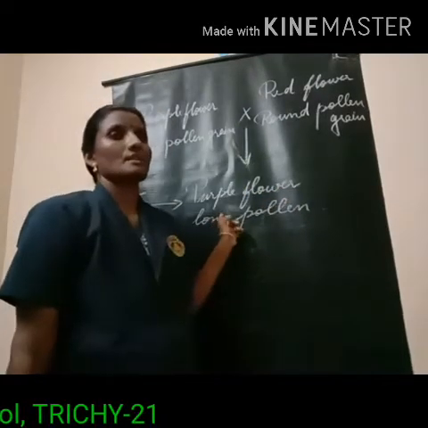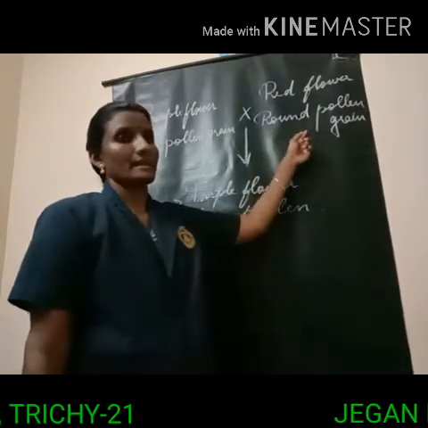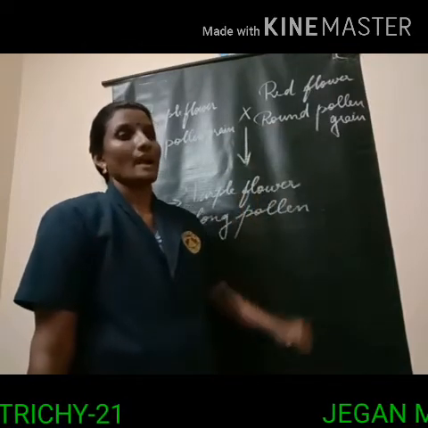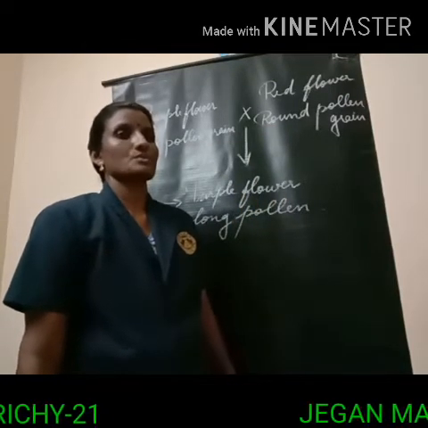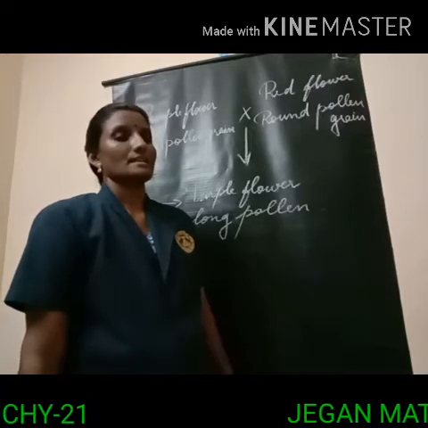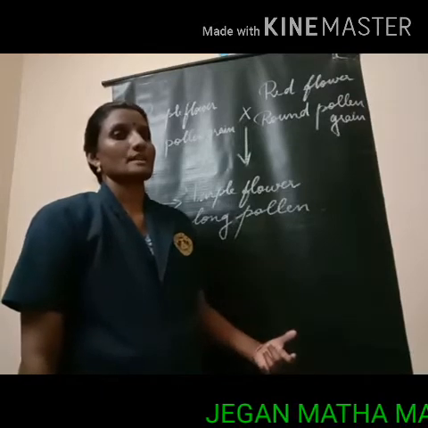So they crossed the F1 generation with the recessive parent. According to Mendel's law, in a test cross we should get the ratio 1:1:1:1. But in this cross, the ratio was different.